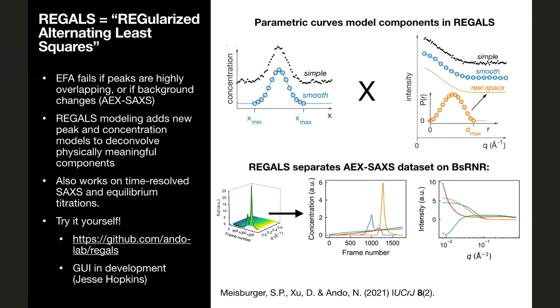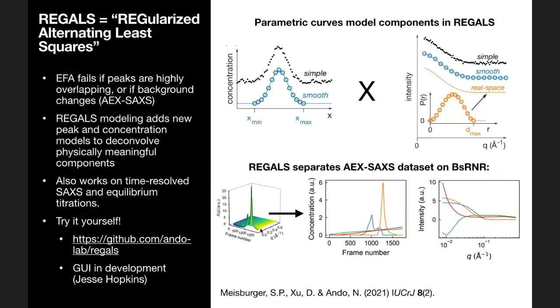So what we do with Regals modeling is we add new peak and concentration models that help us deconvolve components. For the concentrations, they can be smooth, arbitrary peak shapes. And for the SAXS profiles, they can also be smooth, arbitrary profile shapes, or they can be P of R functions. In other words, you could say one of my protein peaks has to have a Dmax of 100, and use that as a restraint for doing your deconvolution.